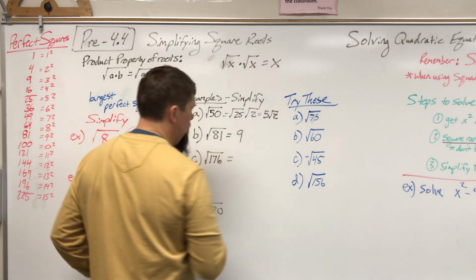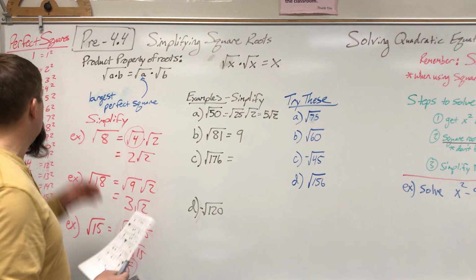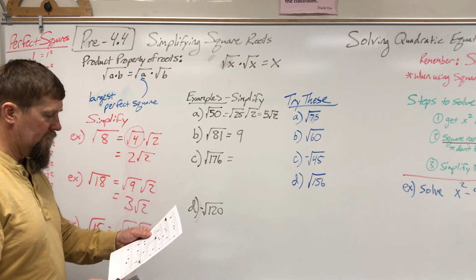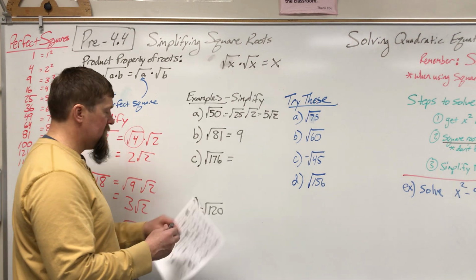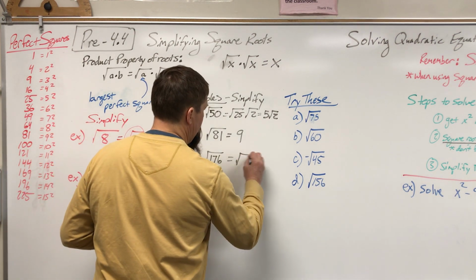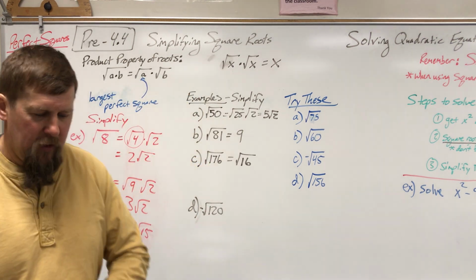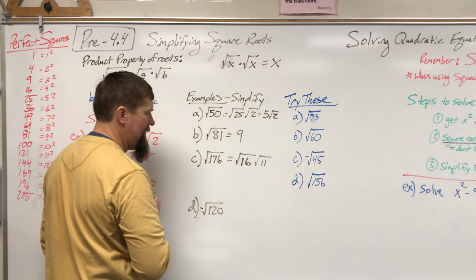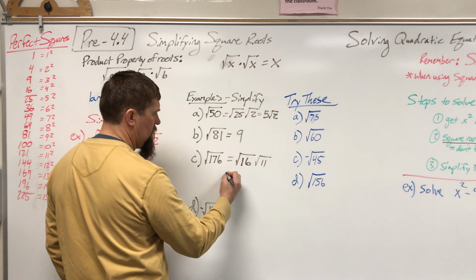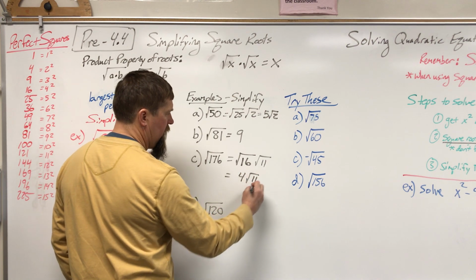Square root of 176. Okay, you might have to look at your factor sheet, or you might have to start dividing it by perfect squares to see what goes into it. The square root of 176, the largest perfect square that goes into it is 16. Again, I like to put the square root of 16 first, the square root of 11 second. So when I take the square root of the perfect square, I get 4 square root of 11.